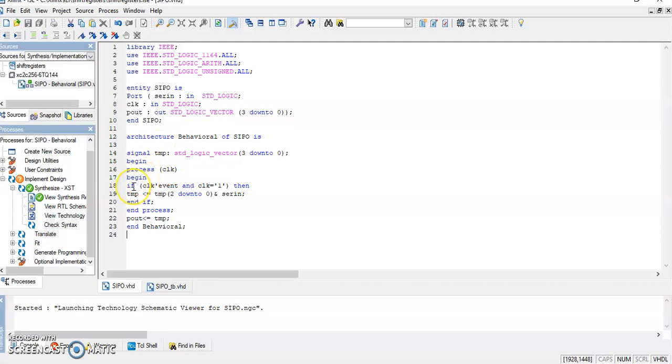Then begin, if rising edge of the clock, or we also give it this way, clock'event and clock is equal to 1. So during this interval of time, what is our intention? Our intention is to shift the data serially and collect the information parallelly.